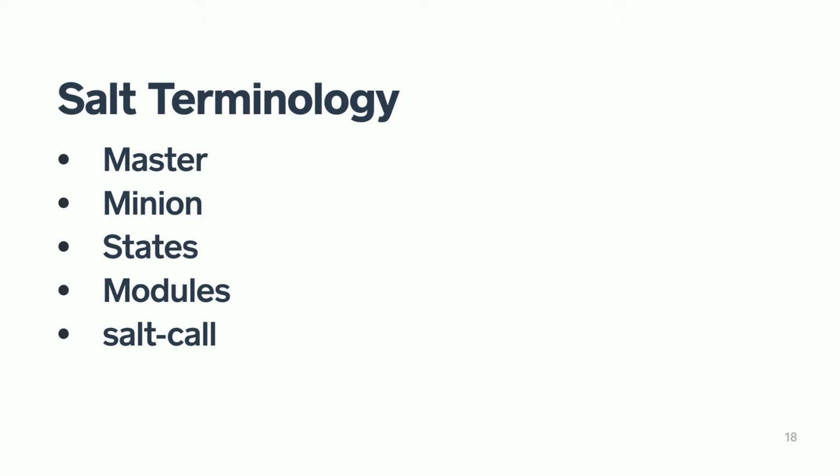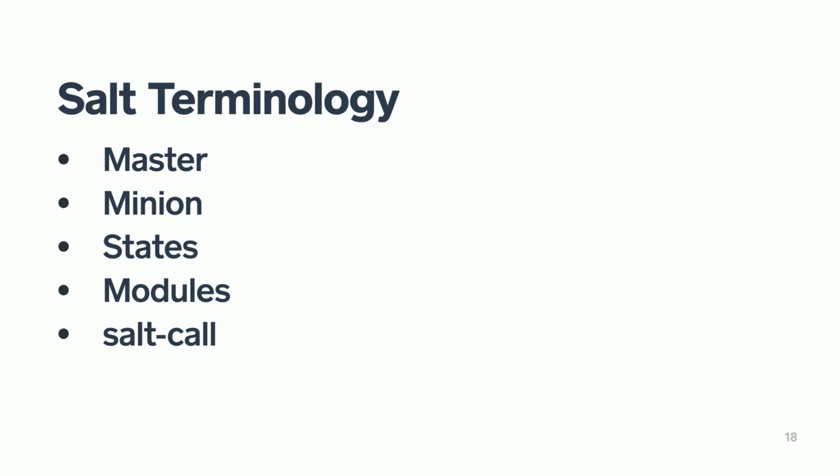States. This is going to sound almost too easy, but states are what you use to determine the state of a machine. Easy? Okay, cool. There are like 50 different states that you can have. The state of the machine is a configuration, a list of instructions on what Salt should do to that particular machine.